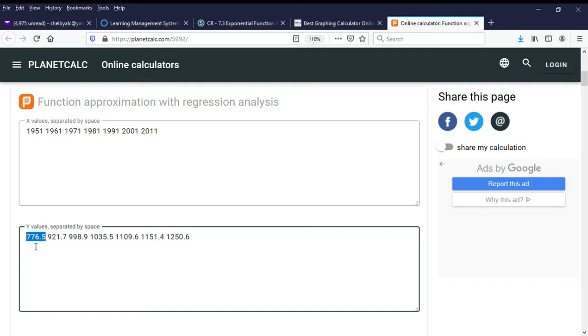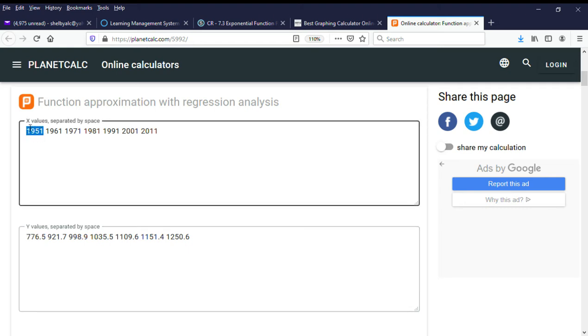What those numbers mean is those are showing the population, not 776 people, but 776,000 people. So it's really important to keep in mind the units that we're talking about. Looking at the table, you can see the word population, and then in brackets it says thousands. So this is 776,000 people that were within Manitoba in 1951. And each one of the X values has to correlate with a Y value, so it has to be one-to-one.